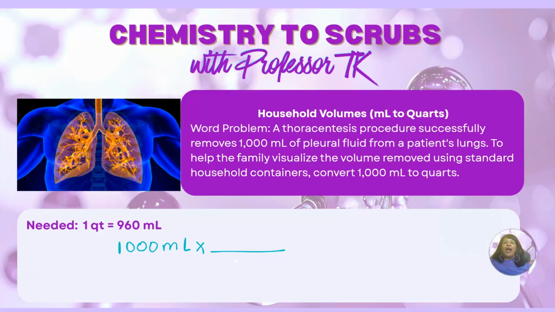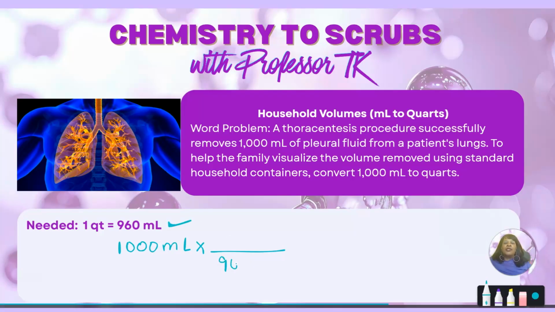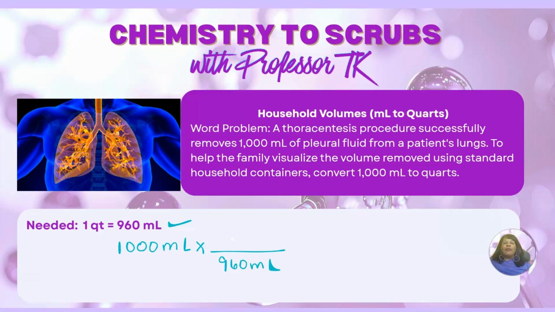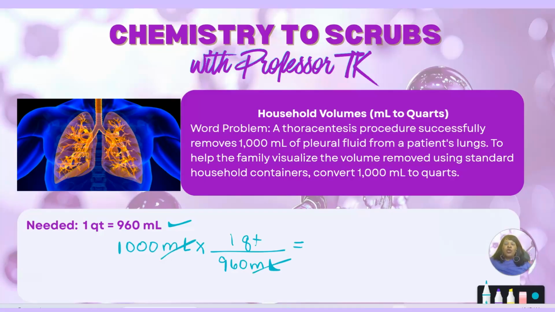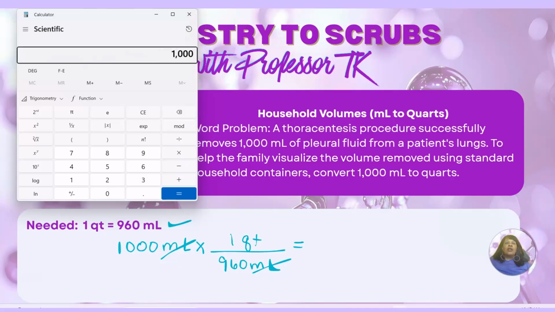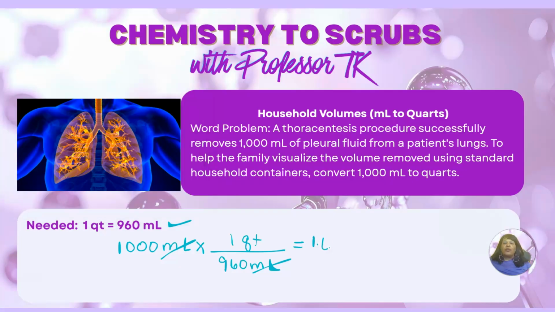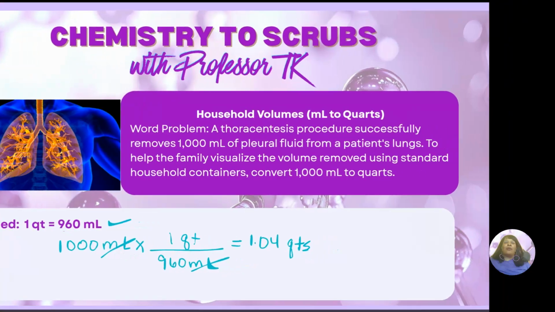So on the bottom, I'm going to use this conversion and place in the 960 milliliters on the bottom. I need to put my 1 quart on the top. And remember, milliliters is going to get canceled out. So when you say 1,000 divided by 960, you get 1.04 quarts. All right. Let's go ahead and proceed to the next problem.